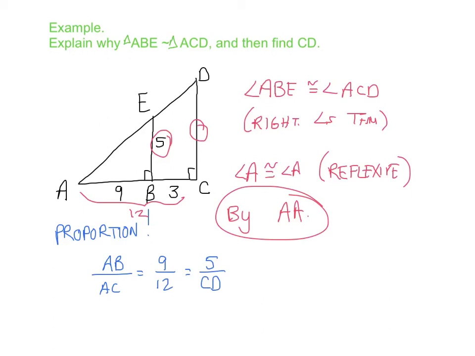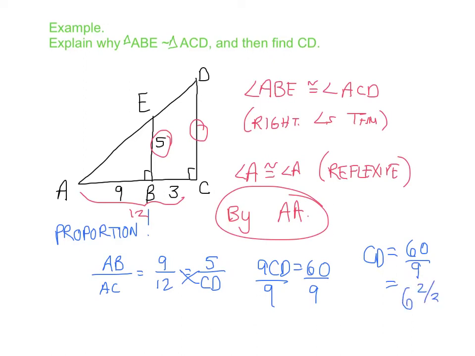And now that we've set up our proportion, it's just solving from here. You can cross multiply. 9 CD is equal to 60. Divide both sides by 9. And we see that CD is equal to 60 over 9, or in a mixed number, this is 6 2/3. And now we are finished.